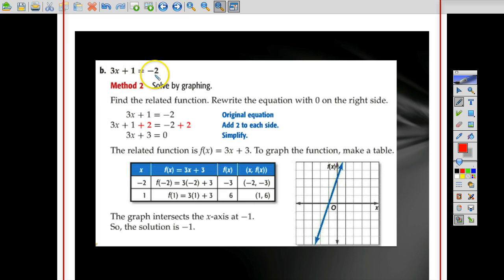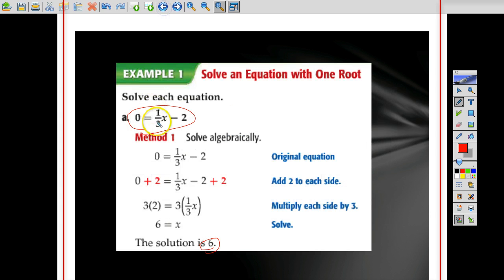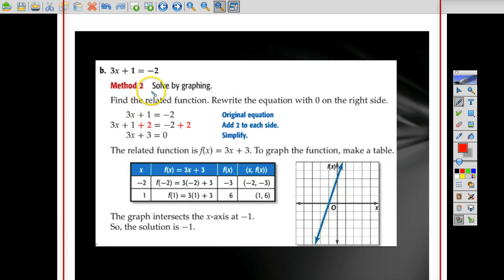Now you can solve it by graphing. The first one we did over here was solving algebraically. The second method, we're going to solve by graphing. So here we have 2 points. This is like the table you did in the last section. Here's a table. You're saying x is -2 and y is 1.